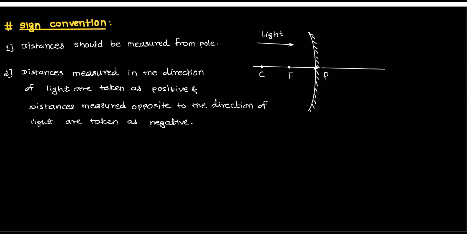So see, if you are measuring on this side, all distances are negative, and from the pole on this side they are positive. Because light is in this direction, in the direction of light it is positive, and from the pole to this side is negative.